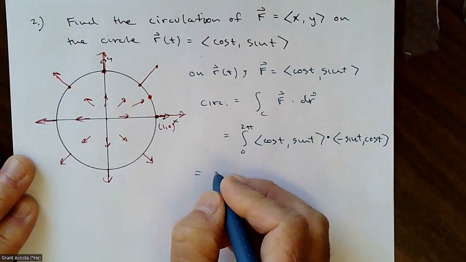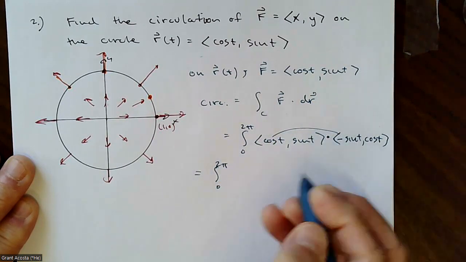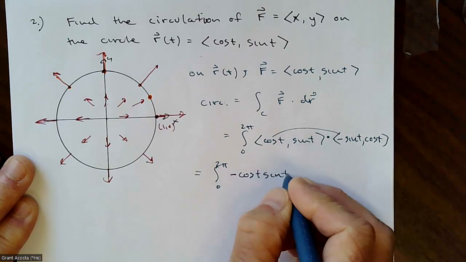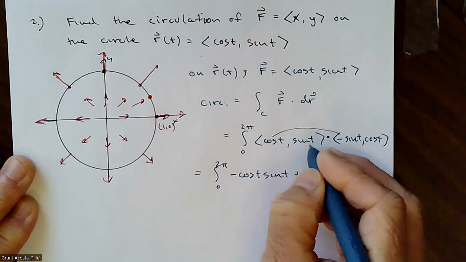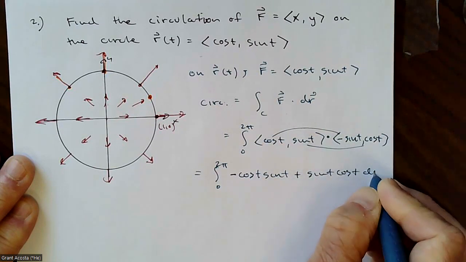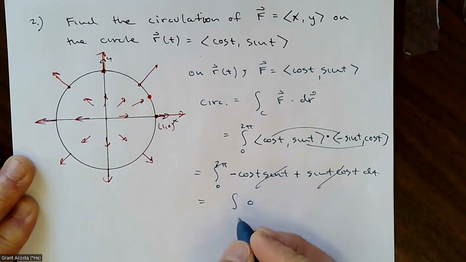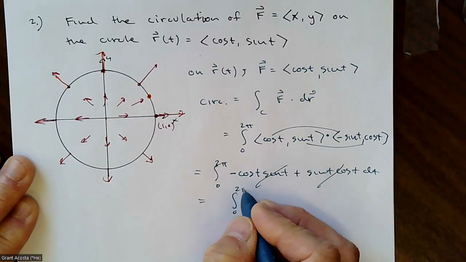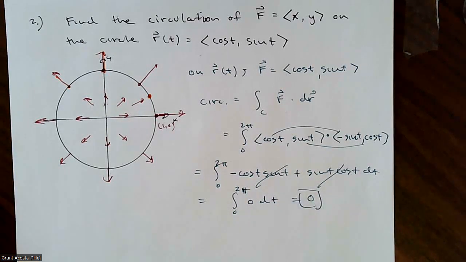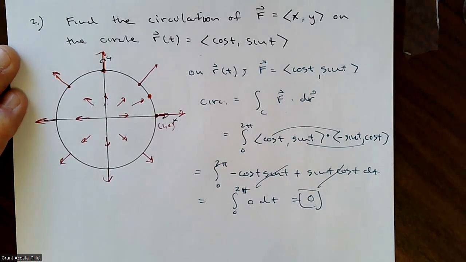If I do that, I end up with cosine t times negative sine t, so negative cosine t sine t, plus sine t times cosine t. These are just negative and opposite, so this just gives me the integral of 0 dt, which is going to be 0. So as we suspected, that is the circulation.